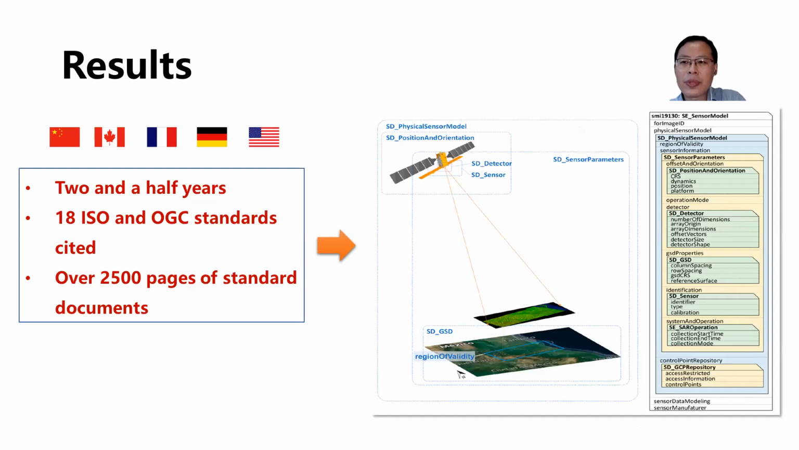Specialists from China, Canada, France, Germany, and the United States worked together. Over 2.5 years, we referred to 18 ISO and OGC standards, and we did a lot of work, reading over 2,050 pages of standard documents, and finally covered the exact encoding specification for sensor models defined in Part 1 and Part 2. For each element, we introduce the exact encoding rules and specifications, where OGC standards are utilized as much as possible.